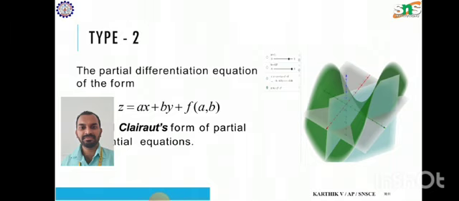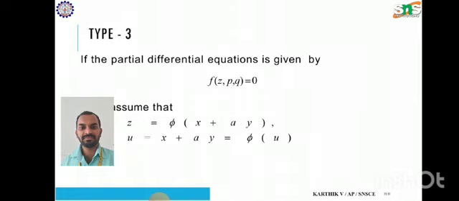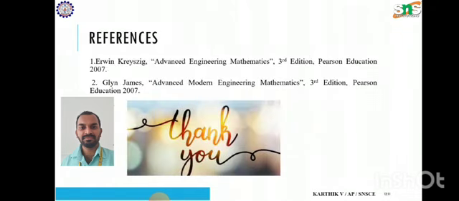Type 3. If the partial differential equation is given by f of z comma p comma q equal to 0, then the solution is z equal to phi of x plus ay. By substituting u equal to x plus ay, the final answer is z equal to phi of u. Okay.